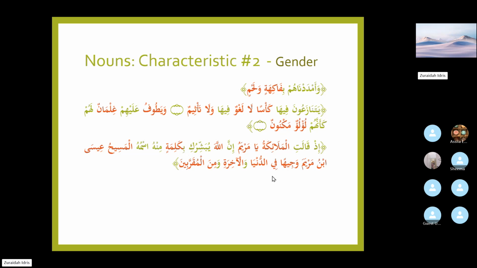Okay, what about fi? Fi is a harf. Ad-dunya? Ad-dunya, there's an al, so it's an isim and it is ma'rifah. And it's male. Okay, we'll treat it as male for now. All right, thank you.